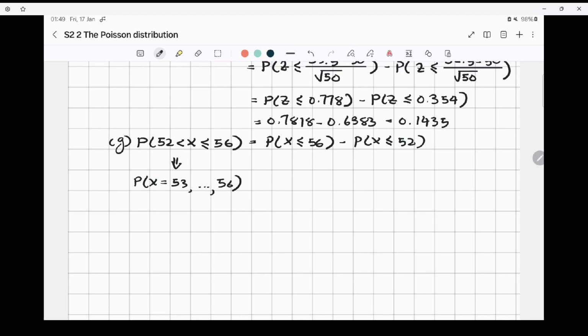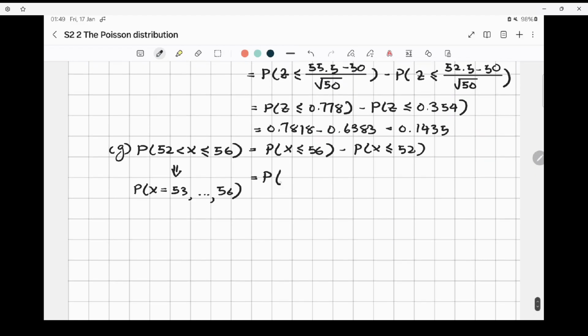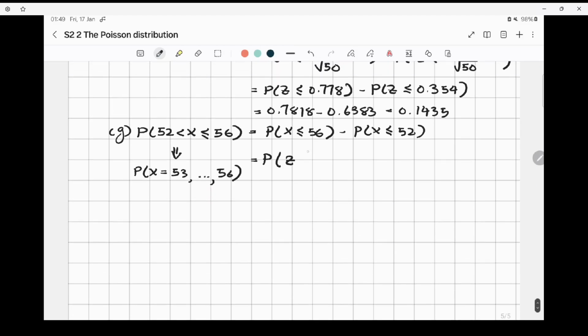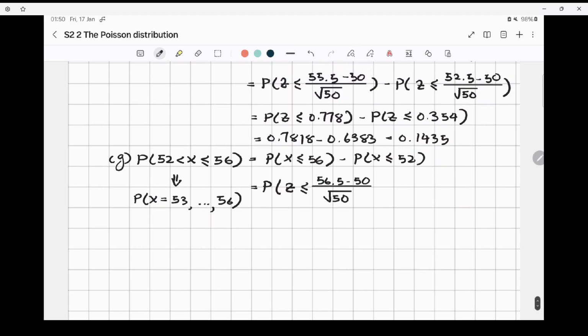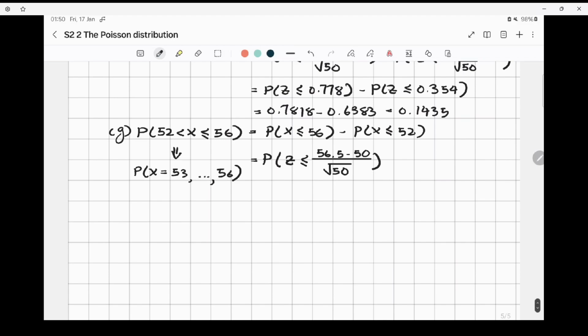So I won't bother to break down this part. I will just write directly the z-score and so on. Basically the logic is the same thing, but the way I write it is such that you won't get confused if you follow exactly this particular rule of thumb.